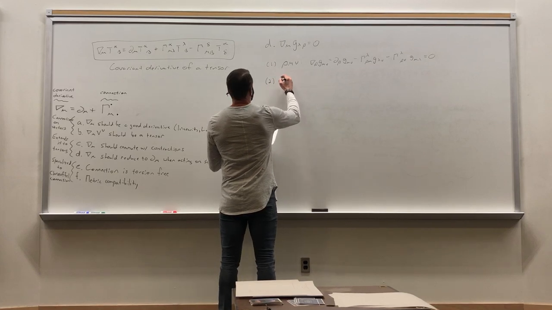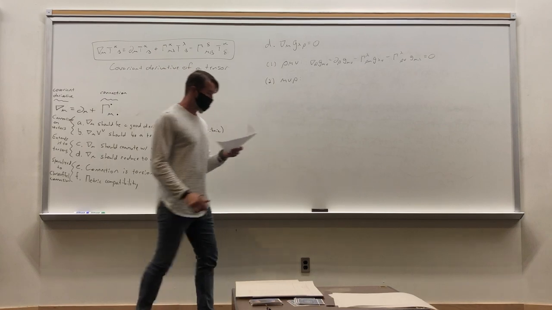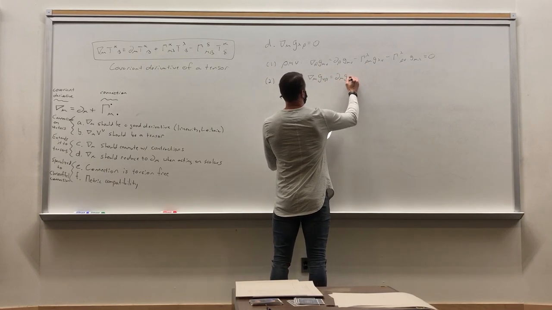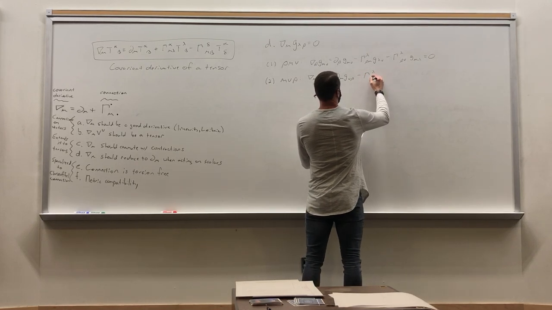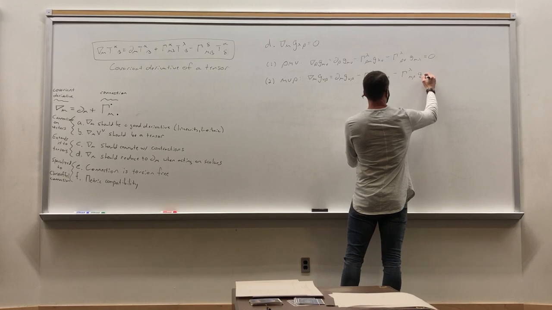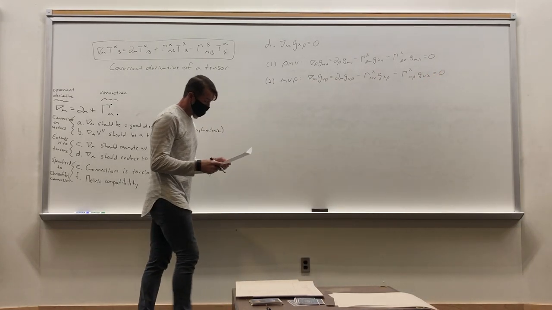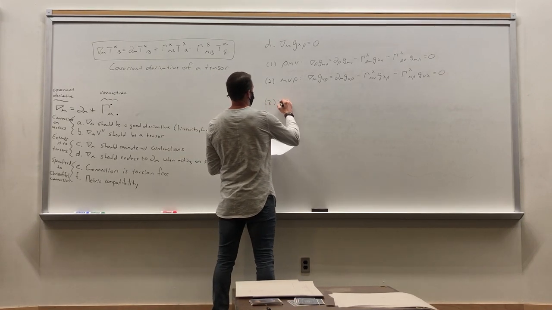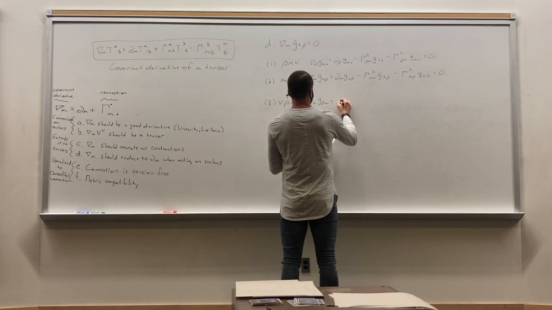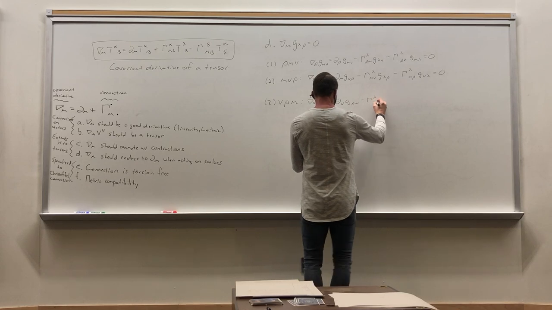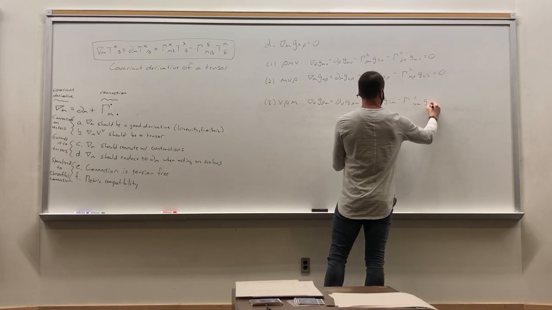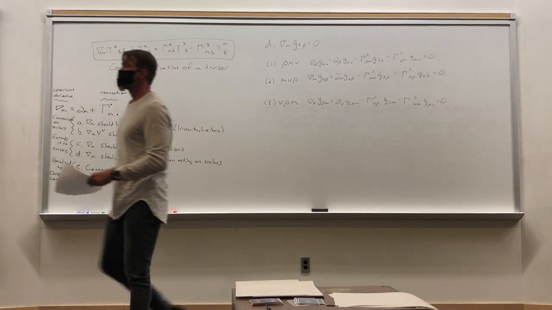Let's do it again. This time, we're going to do mu, nu, rho. Same indices, just different order. So literally, del mu g nu rho equals partial mu g nu rho minus gamma lambda mu nu g lambda rho minus gamma lambda mu rho g nu lambda equals zero. Okay? And one more time, this time in the order nu rho mu: del nu g rho mu equals partial nu g rho mu minus gamma lambda nu rho g lambda mu minus gamma lambda nu mu g rho lambda equals zero.